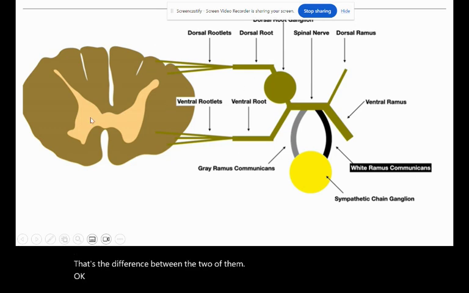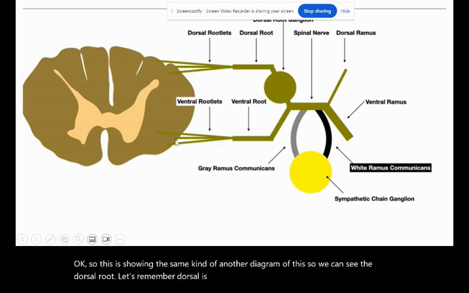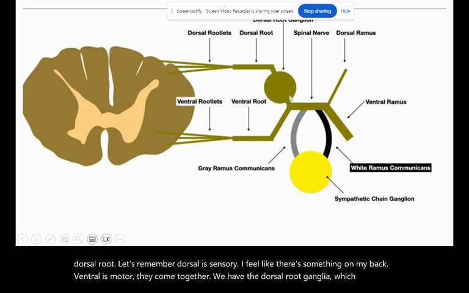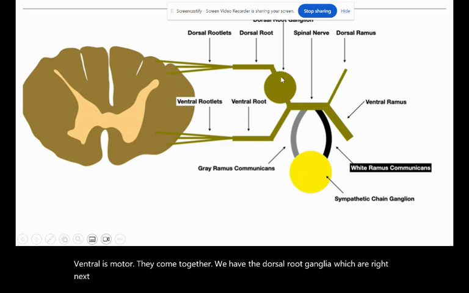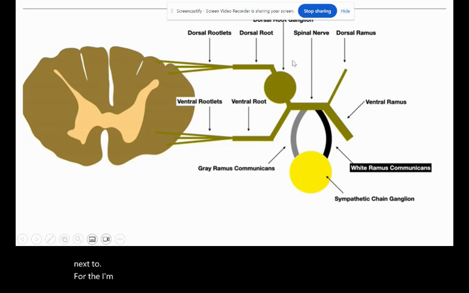Okay, so this is showing another diagram of this. So we can see the dorsal rootlets. Remember, dorsal is sensory. Ventral is motor. They come together. We have the dorsal root ganglia, which are right next to the spinal cord. And then the ventral rootlets for motor. And then those are going to come together to form the spinal nerve, which is mixed.